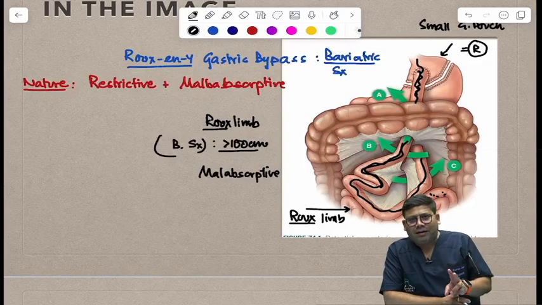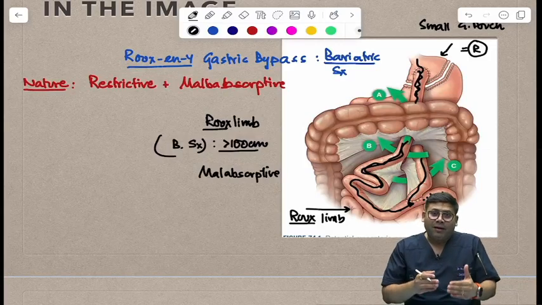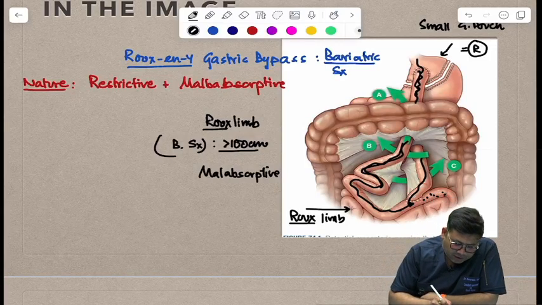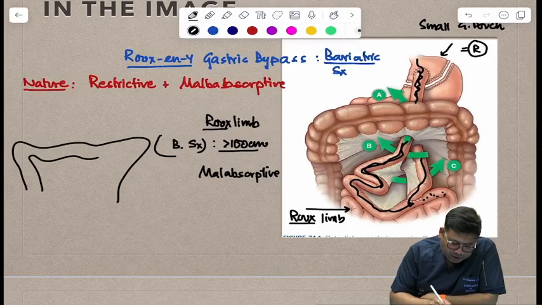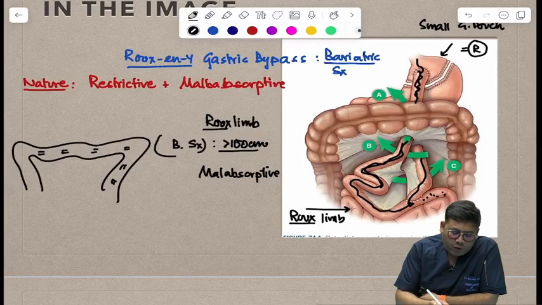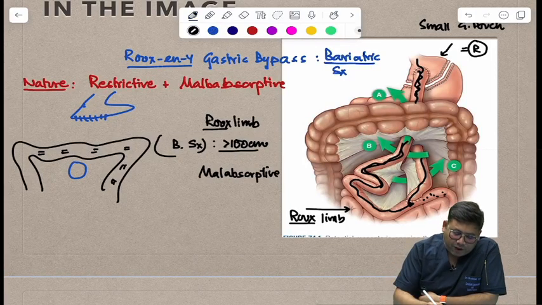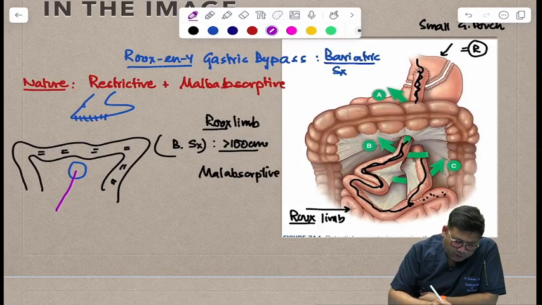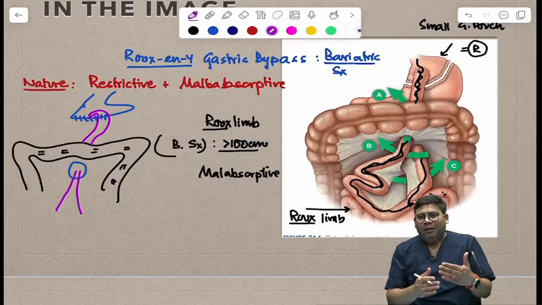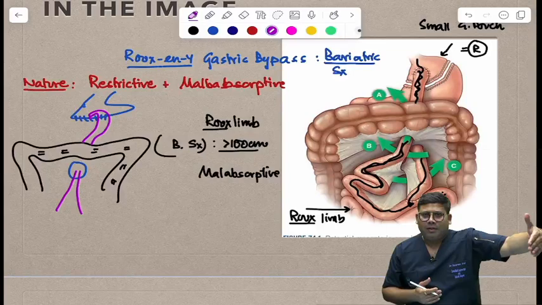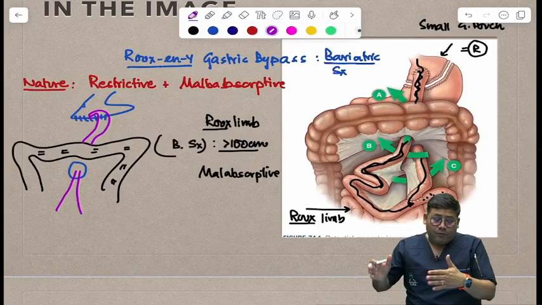So first of all, which category does this come in? Restrictive plus malabsorptive surgery. Now the question came: sir, this is Roux-en-Y gastric bypass, and this is the transverse colon. So what kind of anastomosis do we do? We always take the retrocolic window, the retrocolic path. Why? So that we minimize the compression on the transverse colon, and also we reduce the distance gap between the stomach and the target from the side where you are mobilizing.